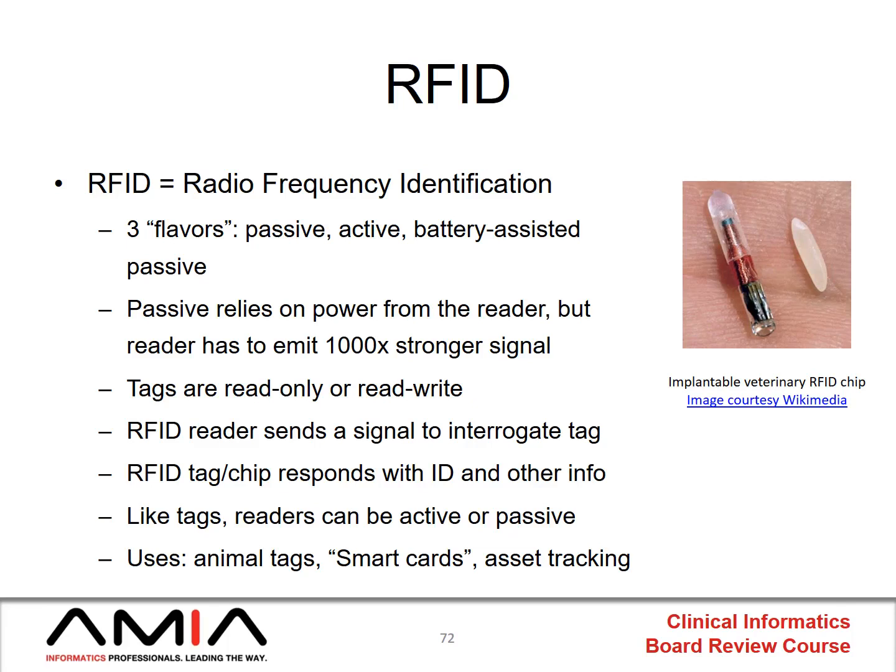RFID tags can be read-only or read-write. The RFID reader sends a signal to the tag to interrogate it, and the chip responds with its ID plus any other information that it's been tracking. So these are used for things like animal tags and smart cards and other kinds of asset tracking. And these can be passive, meaning that if I stick one of these RFID chips on a medical device, I can track its passage throughout the hospital.